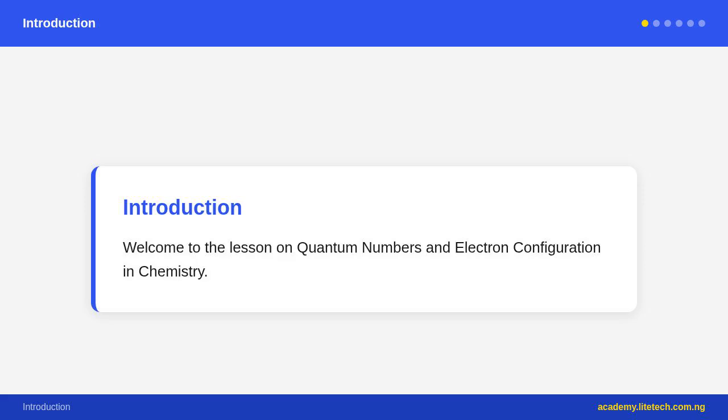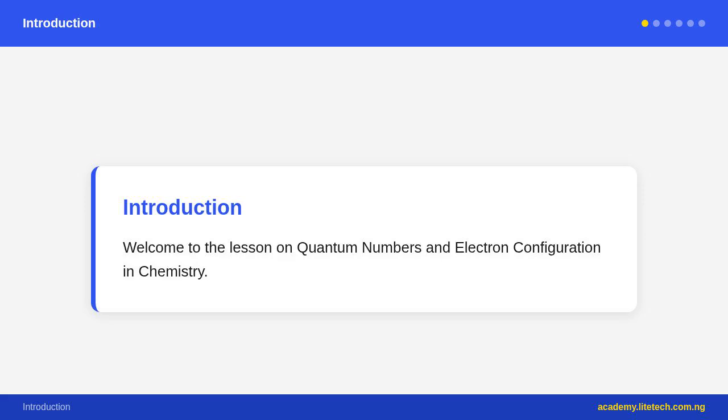Let us begin. Quantum numbers describe the quantum state of an electron in an atom. Four quantum numbers are needed to uniquely identify each electron. The principal quantum number, n, describes the main energy level, or shell: n equals 1, 2, 3, 4, positive integers. As n increases, the electron is farther from the nucleus and has higher energy. For the first 20 elements, n goes up to 4.